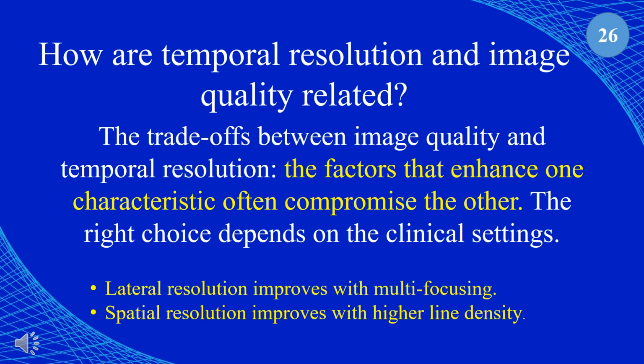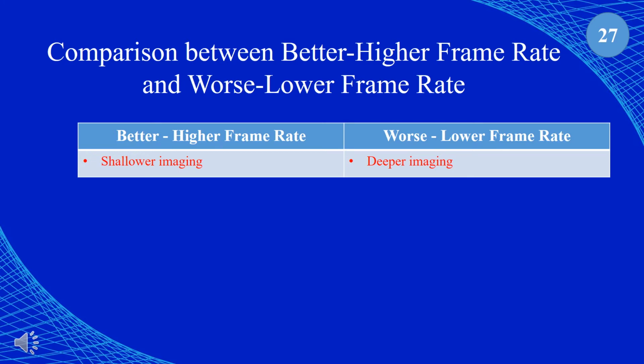The factors that enhance one characteristic often compromise the other. Lateral resolution improves with multifocusing. Spatial resolution improves with higher line density. Comparison between better, higher frame rate and worse, lower frame rate. Better, higher frame rate has shallower imaging. Worse, lower frame rate has deeper imaging.